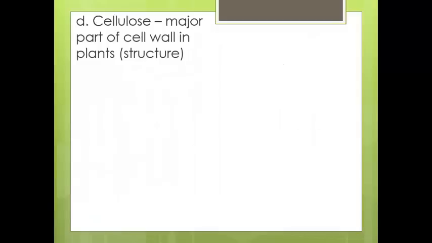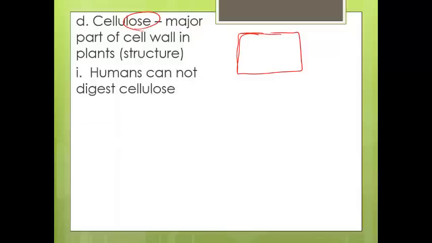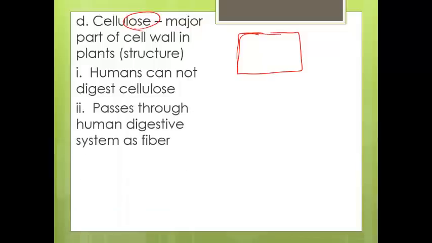And the last slide talks about a few other types of polysaccharides, ones that maybe we don't hear as often. And one of those is cellulose. Cellulose is a very important component to the cell wall in a plant. We'll talk about the cell wall when we do our unit on cells. So you'll hear cellulose again, notice the OSE ending, and it's how plants get their structure. So the cellulose is what holds the shape of the cell, gives it support. Humans cannot digest cellulose, so when we eat plant material, like celery for instance, we can't digest that cellulose, so it passes through our body as fiber.